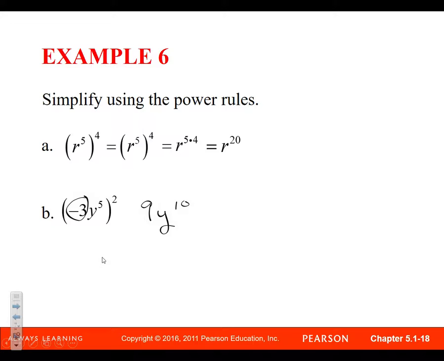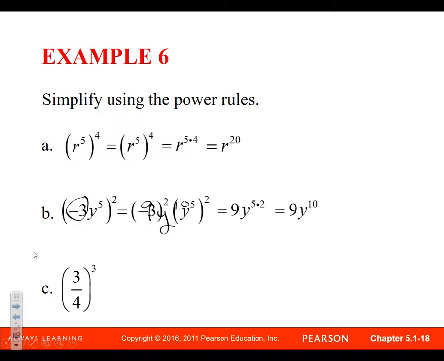Questions? Good? Okay. How about here? 3 to the 3rd over 4 to the 3rd. Looks just like that. And of course that'd be 27 over, what'd you say, 64? And we're done.